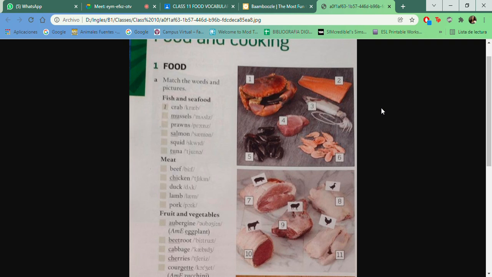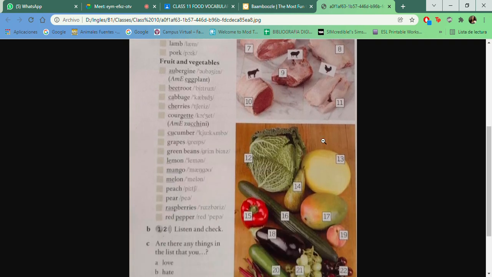And number 2 is beef. Very good. And the last one, chicken. Excellent. Now let's go to fruits and vegetables. Here we have the British word, but it's also in brackets the American word, the word in American English. We have aubergine or eggplant.